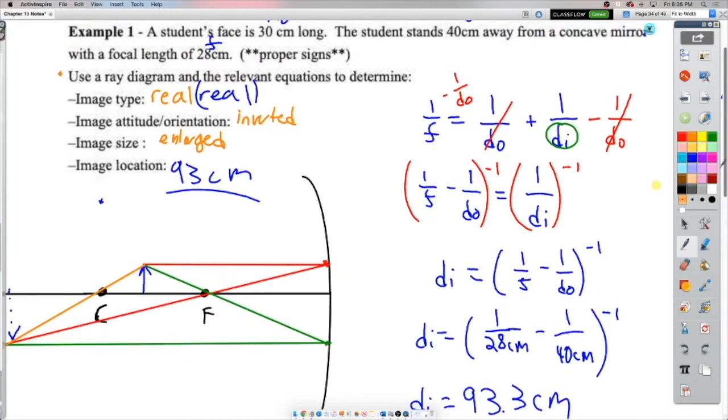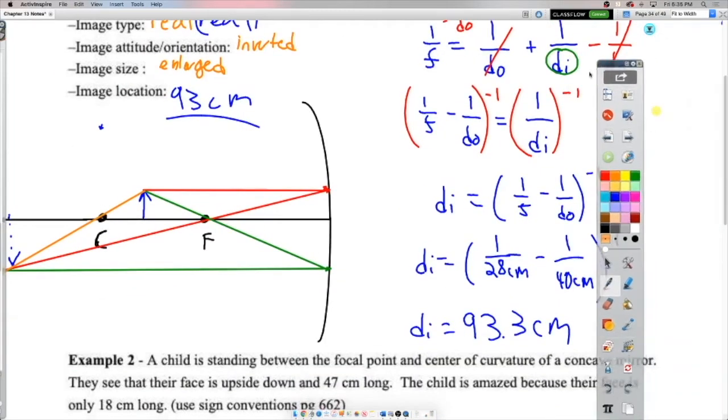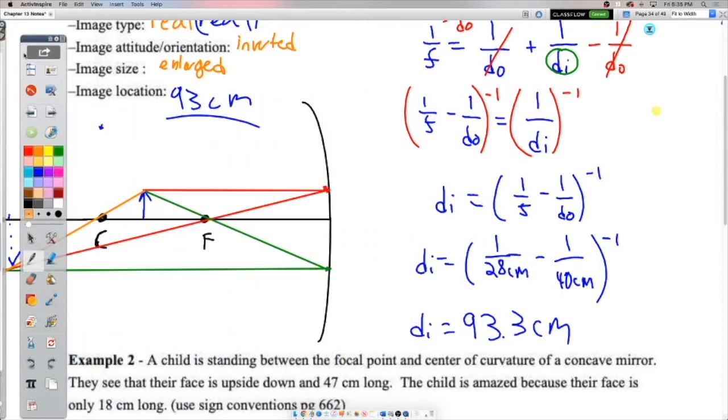Now to figure out if our thing is inverted and or enlarged, we need to go to the magnification. So remember, if the magnification is bigger than 1, it's enlarged. That's just essentially saying how much we're multiplying its height by. And if its magnification is negative, that means we're flipping it. So then it would be inverted.